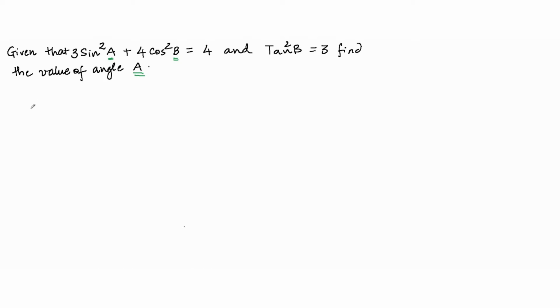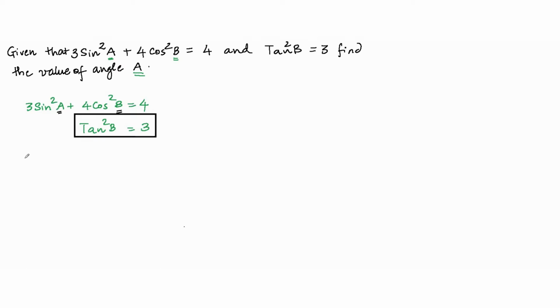So now let us note down the equations that are given to us. We know that 3 sine square A plus 4 times cos square B is equal to 4. And I also know that tan square B is equal to 3. Now, from these two equations, I am trying to see which equation should I use first. Of course, the first equation has one unknown angle A and the other unknown angle is B. So using the first equation might not be of great help. However, I can definitely think of using the second equation because it has only angle B.